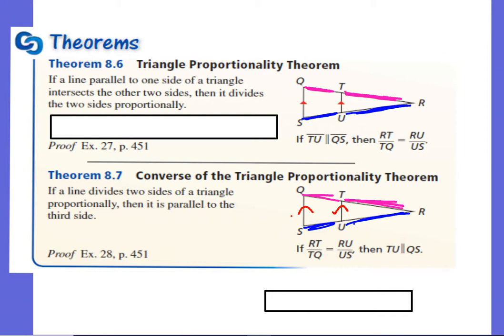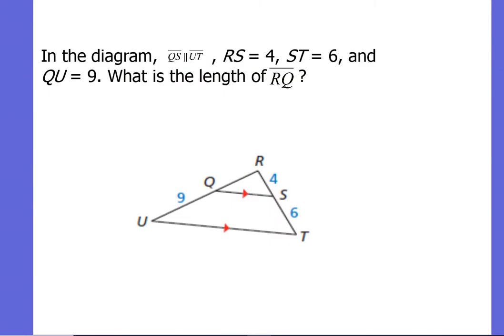Let's take a look at this in some application. So first and foremost, it says in the diagram, the following two lines, QS and UT, are parallel to one another. It gives us that RS equals 4, ST is 6, and QU is 9. What is the length of RQ?